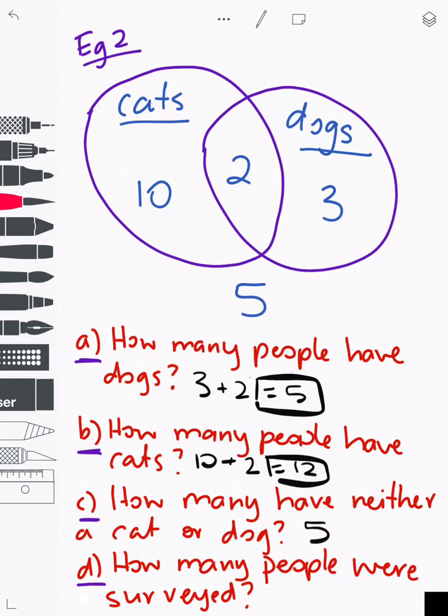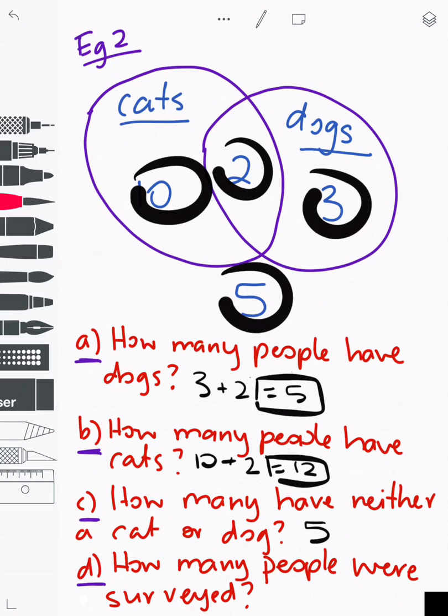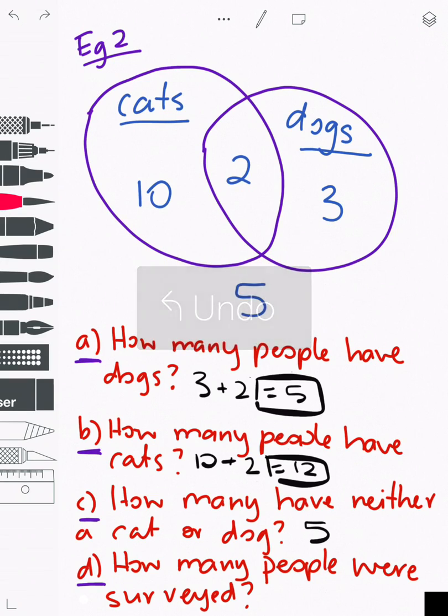How many people were surveyed? We simply add all the numbers up together to say 10 plus 2 plus 3 plus 5, which equals 20. So we know 20 people were surveyed here. So that's just a simple Venn diagram and how we use it to find mathematical calculations.